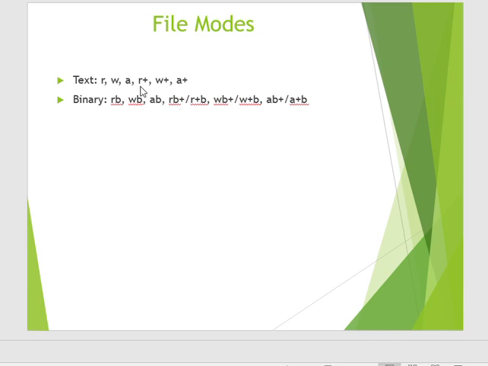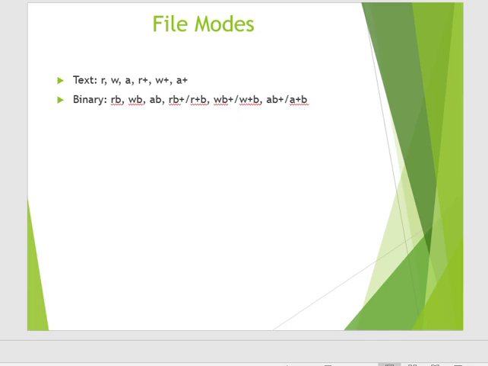Same goes with R plus, which is read and write, and RB plus or R plus B, where first it is going to read and then it can even write. So if the file does not exist, it is going to give an error message. While W plus or WB plus or W plus B is for write and then read. It means if the file does exist, it will truncate the previous content and add the data at the beginning. And if the file does not exist, it is going to create a new file. A plus is append with read and write, and AB plus or A plus B is again append.